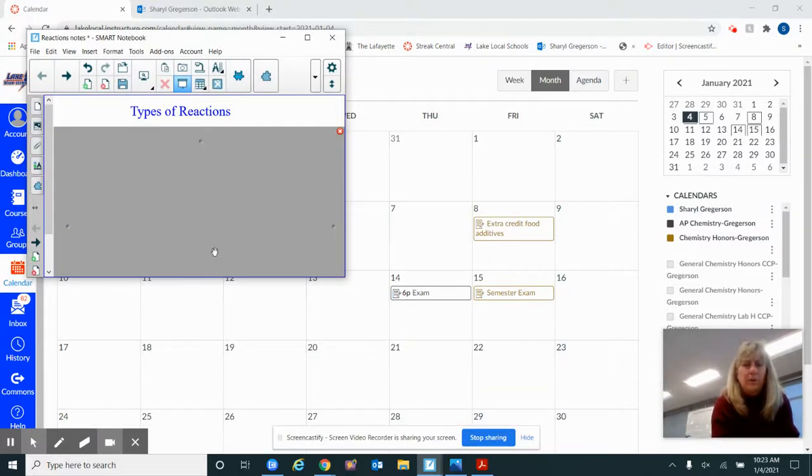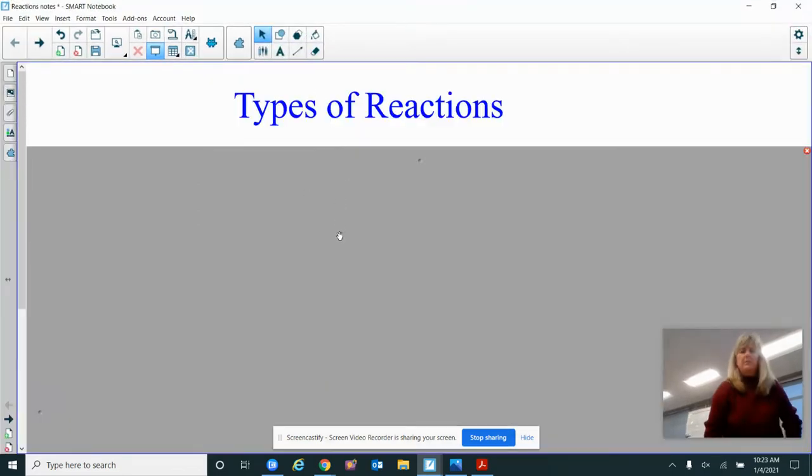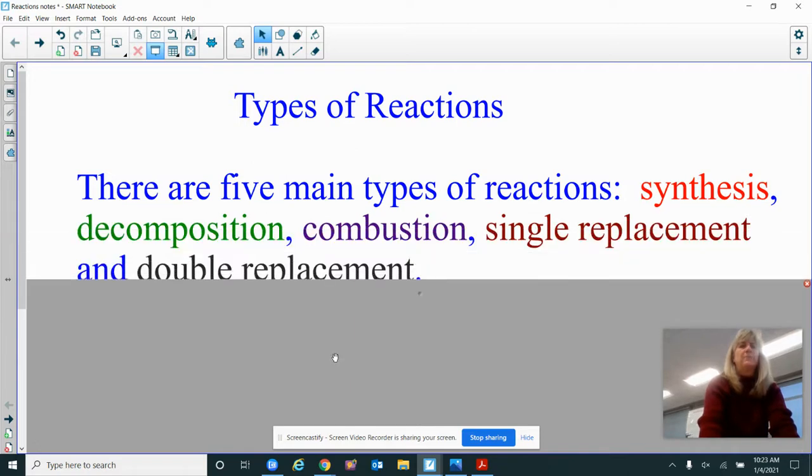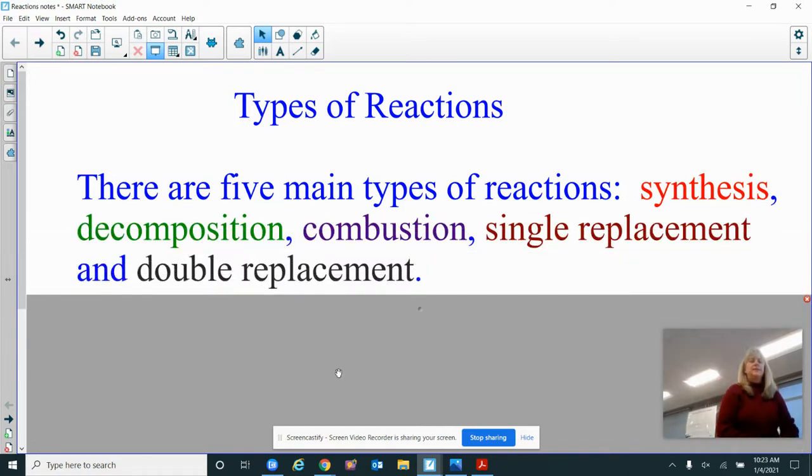All right, well, today we're going to look more in depth at double replacement reactions, but first I thought I would just go ahead and review all the types with you. So remember, there's 5 main types of reactions: synthesis, decomposition, combustion, single replacement, and double replacement.